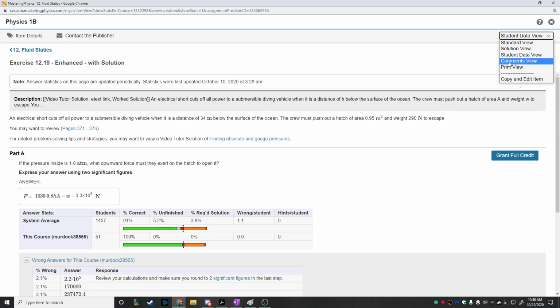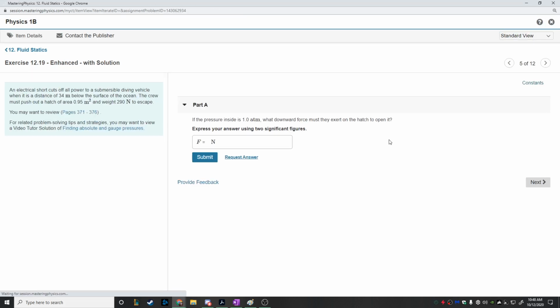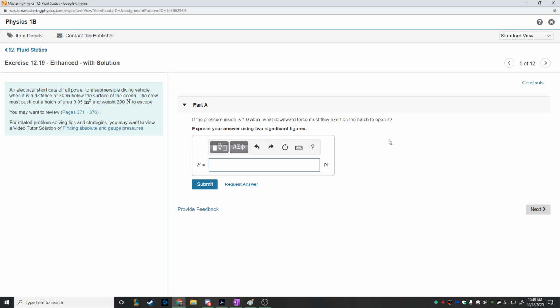It always starts on student data view, which I hate. I don't know why you'd ever want to look at that one. Okay, is this a good one? Oh, I remember this problem. We actually got questions about this problem because it was really vague. I can immediately think of questions that I could ask on this one.